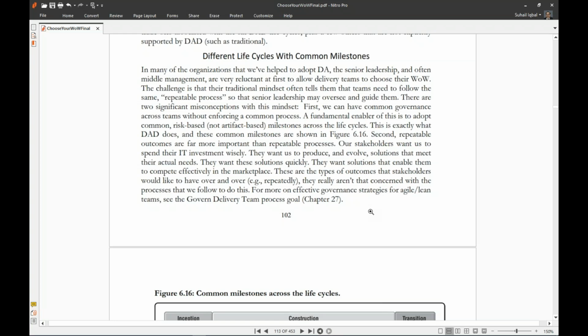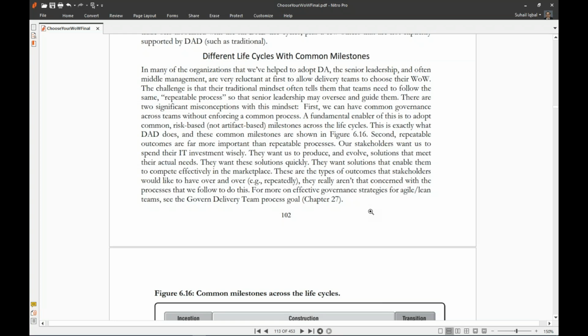There are two significant misconceptions with this mindset. First, we can have common governance across teams without enforcing a common process. A fundamental enabler of this is to adopt common risk-based, not artifact-based, milestones across the life cycles. This is exactly what DAD does, and these common milestones are shown in figure 6.16.